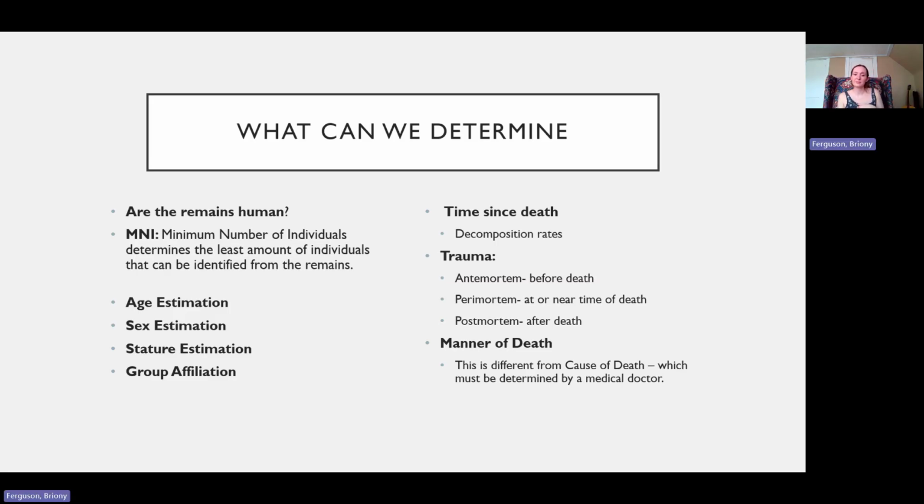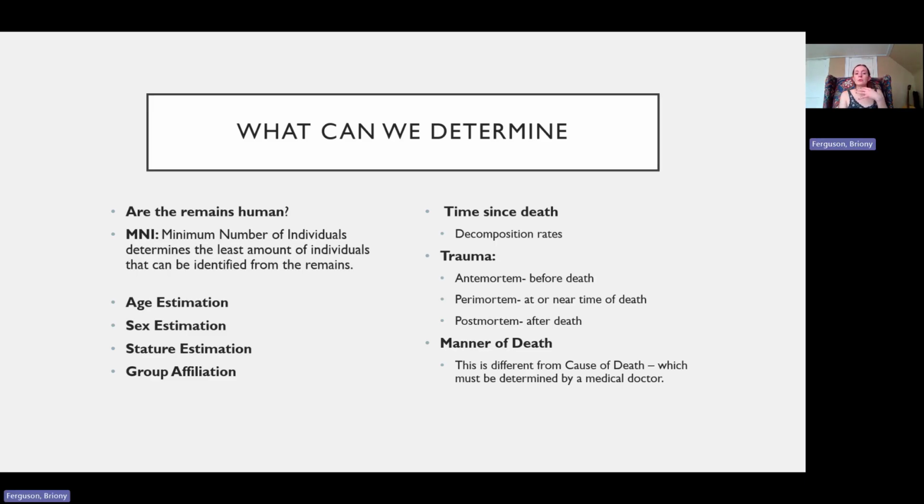We can also determine time since death. This is going to be based off of decomposition rates. However, oftentimes if a forensic anthropologist is being called in, you might not have any decomposition to judge. Oftentimes it is going to be remains that are already decomposed, and so there is nothing to judge. It's just bone.